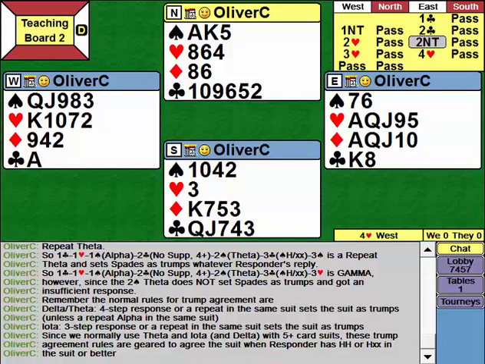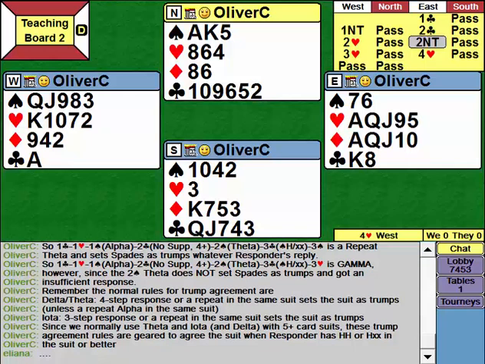The other time is with delta, when you've got a very, very, very strong 4-4-4-1, in other words, you're 24 plus, and you need to open one club and then use delta. But just bear in mind that the rules for trump agreement with theta and iota and delta assume that you're going to do it with a five card suit. If you do it with a four card suit, it's at your peril, because you can potentially agree the suit with two top honors on a doubleton opposite.